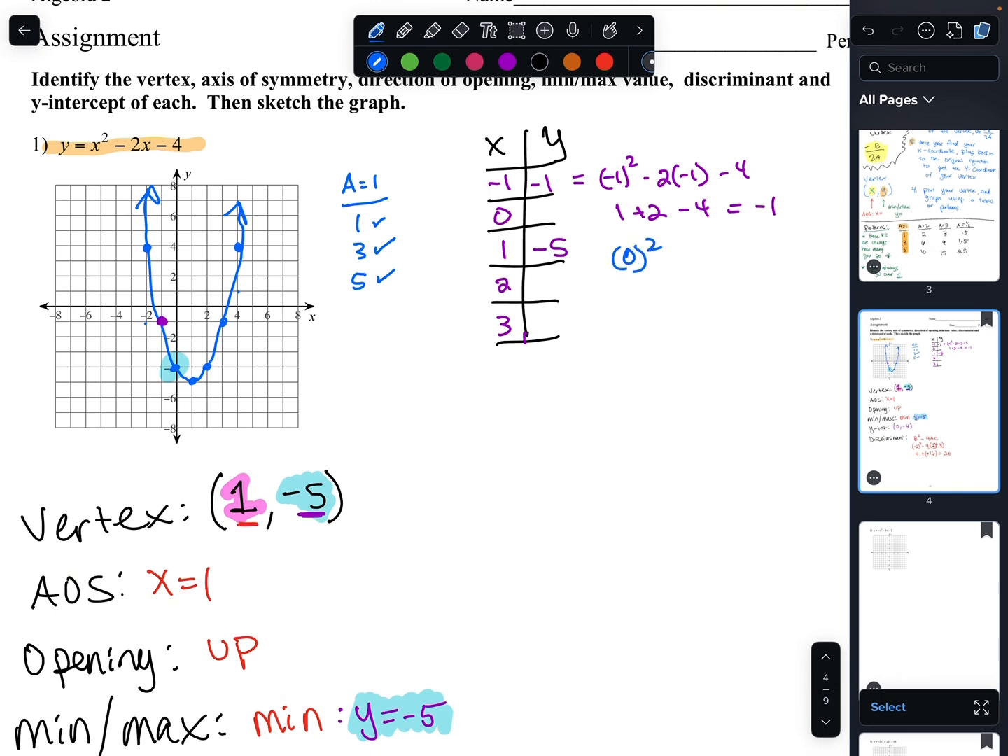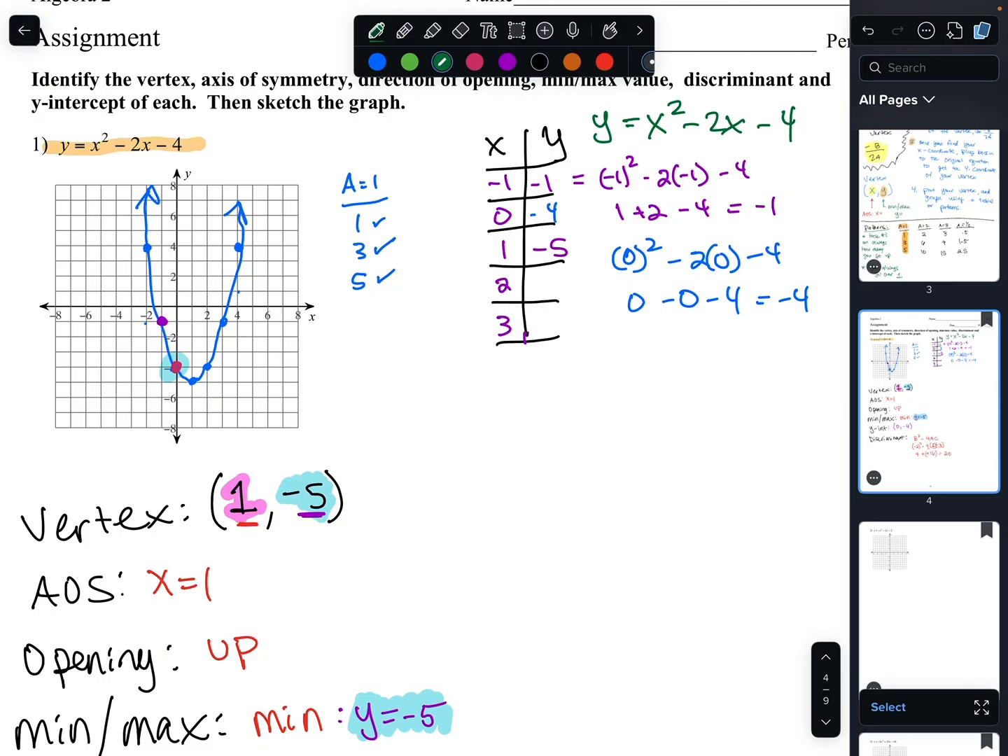0 squared minus 2 times 0 minus 4. 0 squared is 0. Negative 2 times 0 is 0 minus 4. 0 minus 0 minus 4 is negative 4. And that happens to be this point right here. And then if I go on the other side, let's do this one in red. And if you're wondering what I'm doing, I'm just plugging all of our x's into this right here.